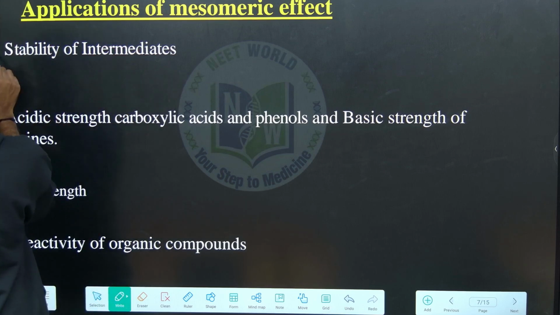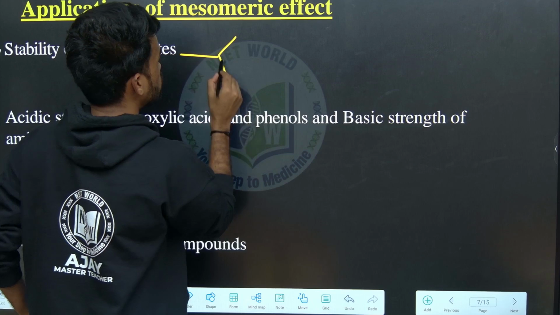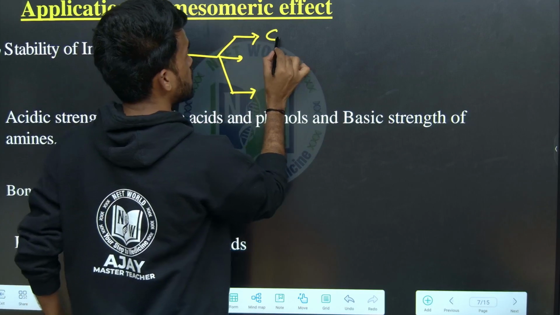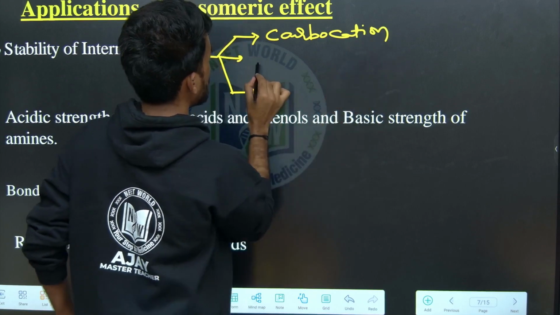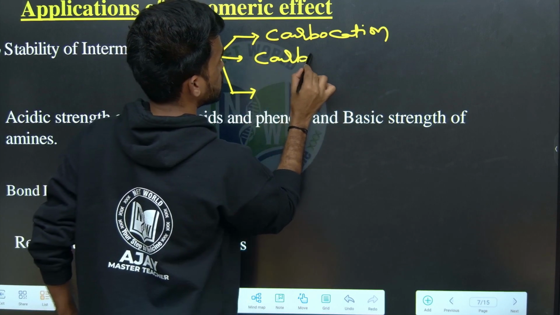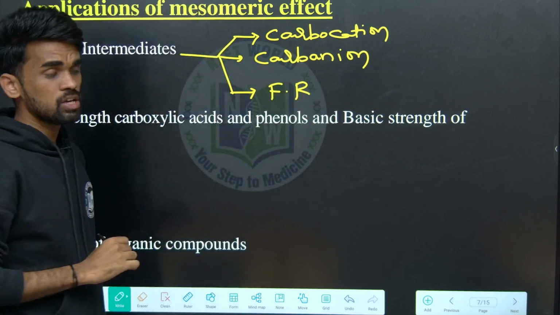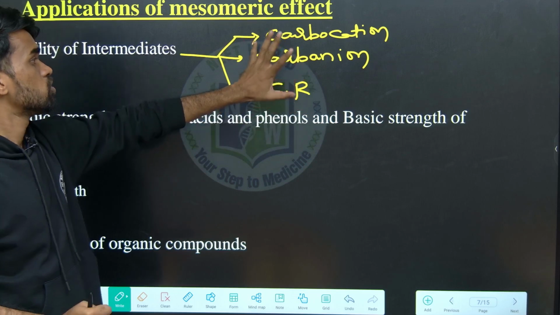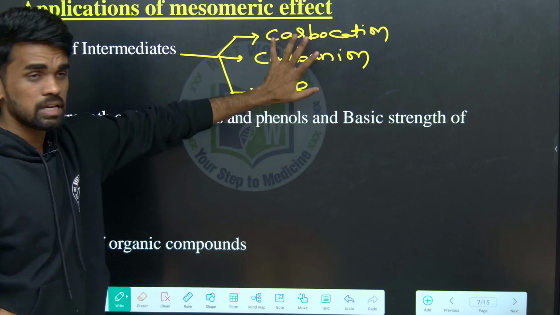So first one is stability of intermediates. Now what are the intermediates we have? We have discussed clearly about carbocations, then carbanions, and we also discussed about free radicals, right? So these are the three main intermediates we have to focus on first. If anything is remaining we will discuss later, but we need to discuss this clearly first.